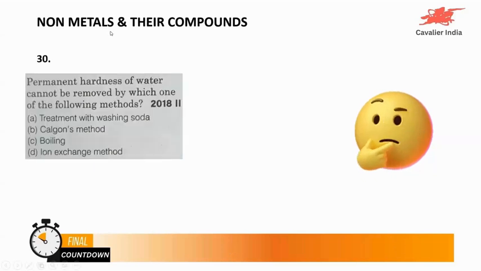Next question. Permanent hardness of water cannot be removed by which one of the following methods? You know that we have already discussed two types of hardness: temporary and permanent hardness of water. A. Treatment with washing soda. B. Calgon's method. C. Boiling. D. Ion exchange method. Which is the right option?